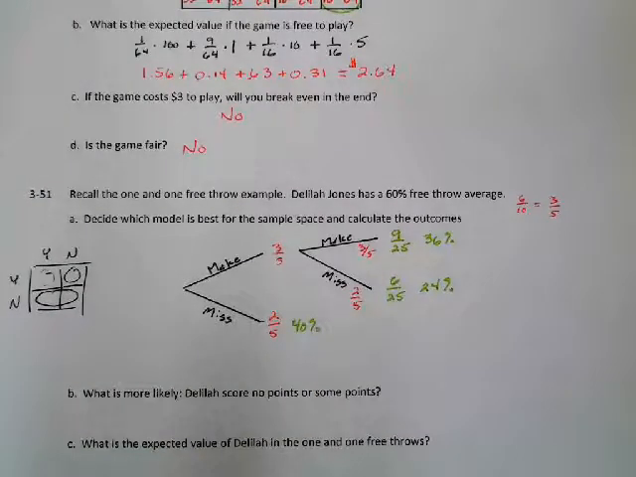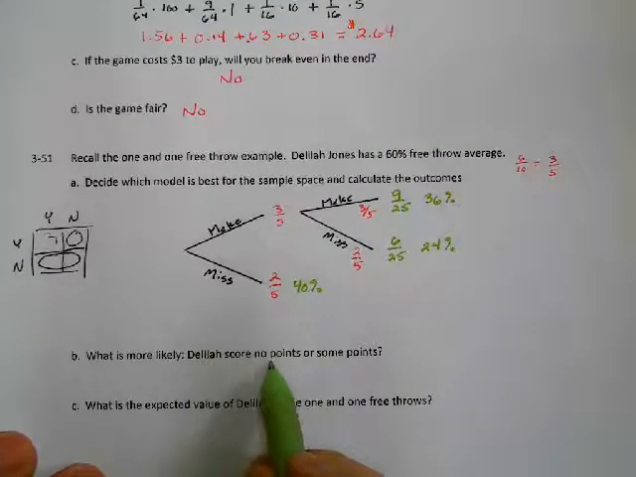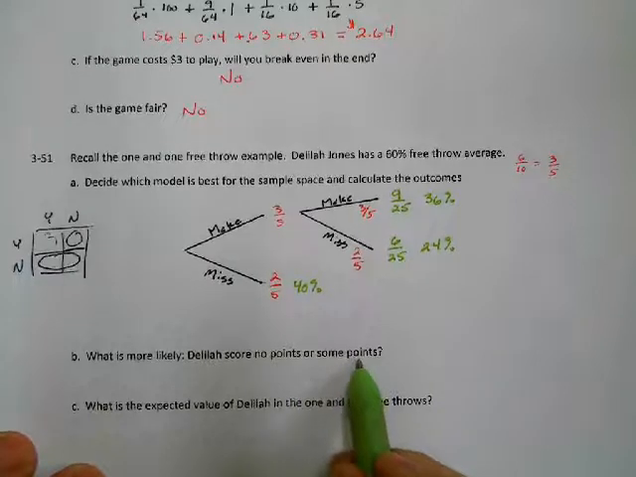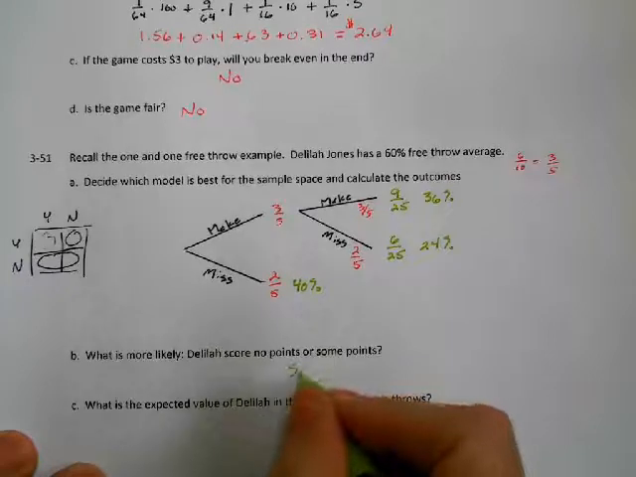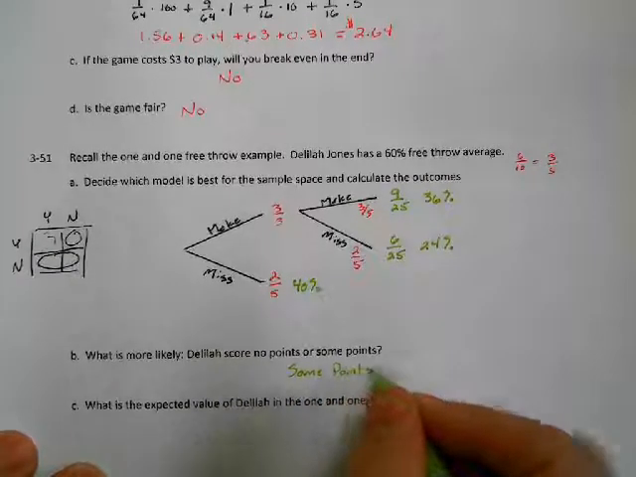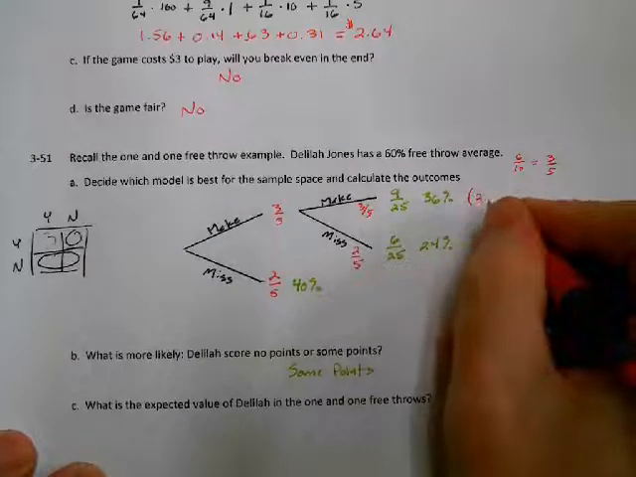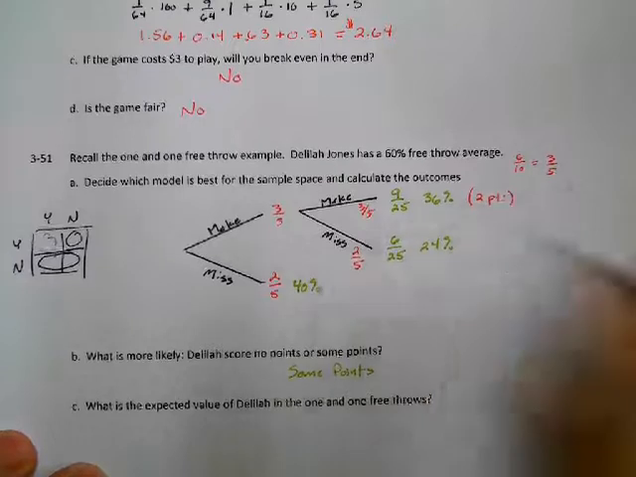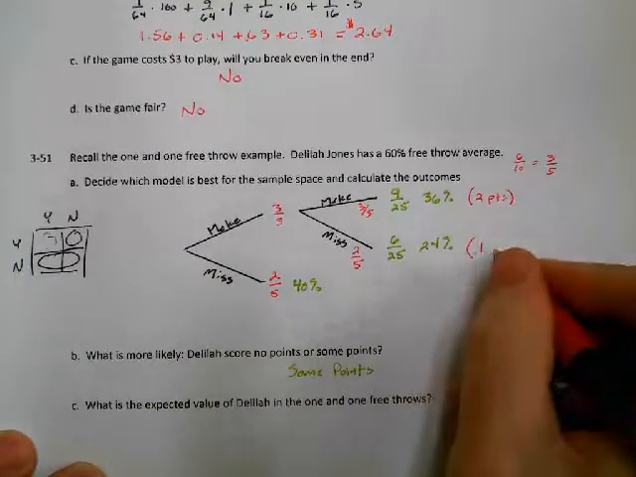What is more likely? Scoring no points or scoring some points? Well, it's more likely that she's going to score some points. Because in this situation, she scores 2 points, 36% of the time. In this one, she makes then misses, so she scores 1 point. In this situation, she just misses, 0 points.